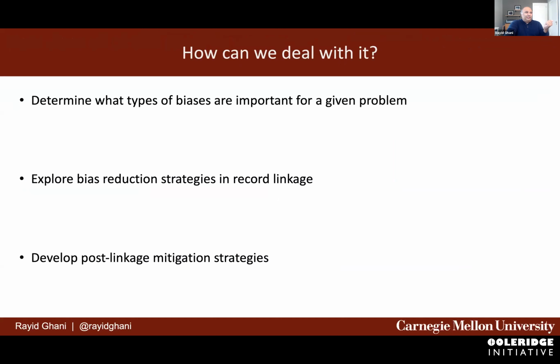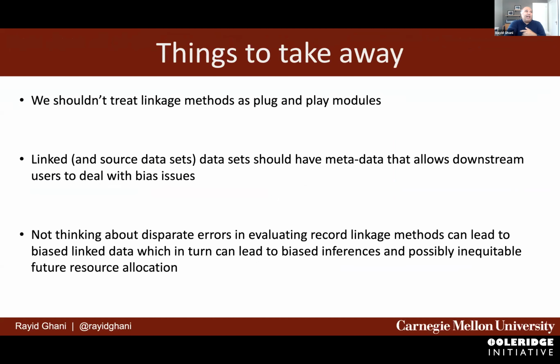So basically, the three things we want to be able to do are: determine what types of biases are important for a given use of a data set; try to reduce the bias when doing the record linkage; and then develop methods for dealing with the fact that, once we've linked it, it's still going to be biased. So how do we mitigate the impact?